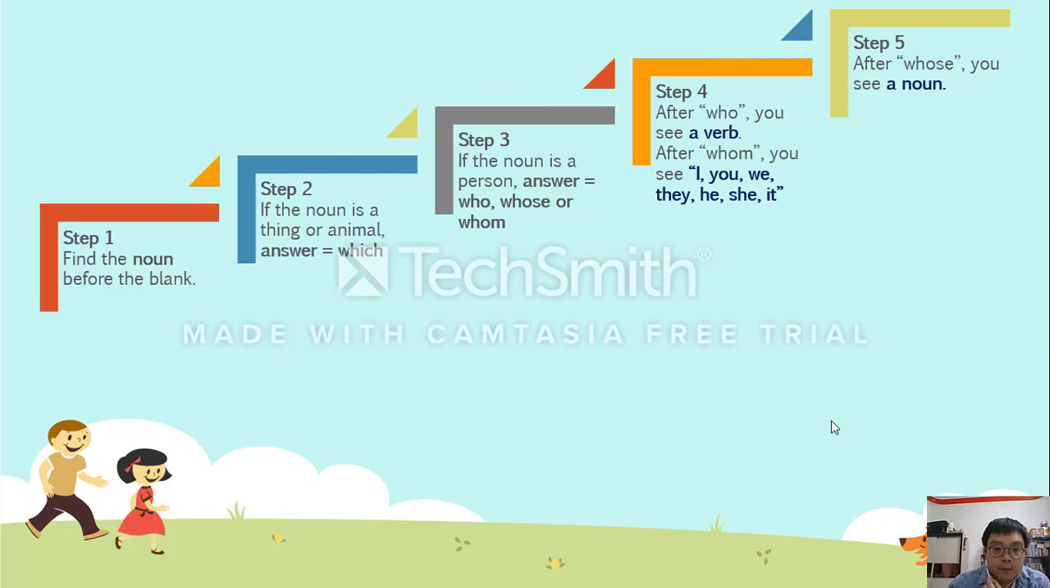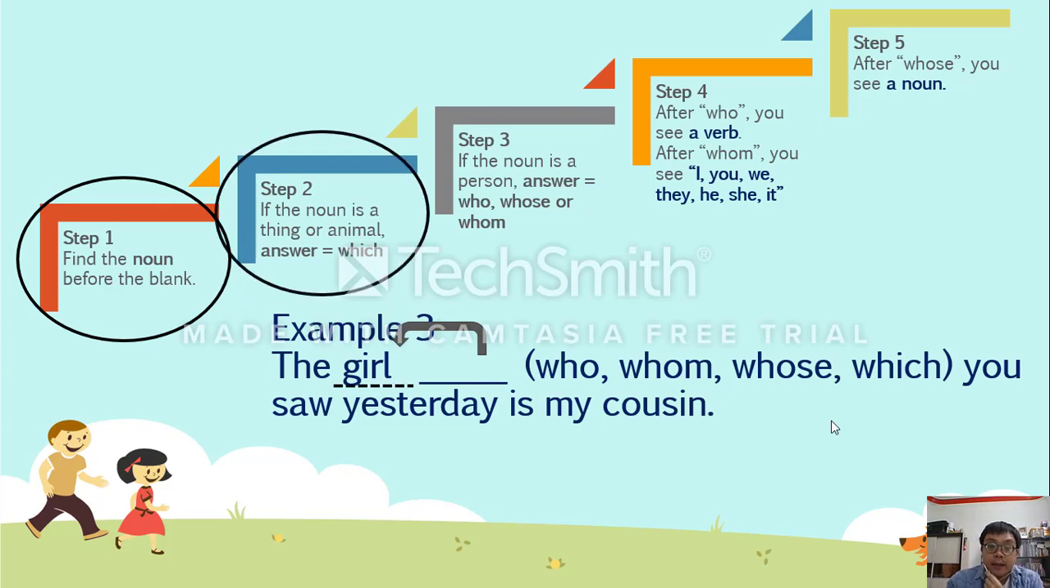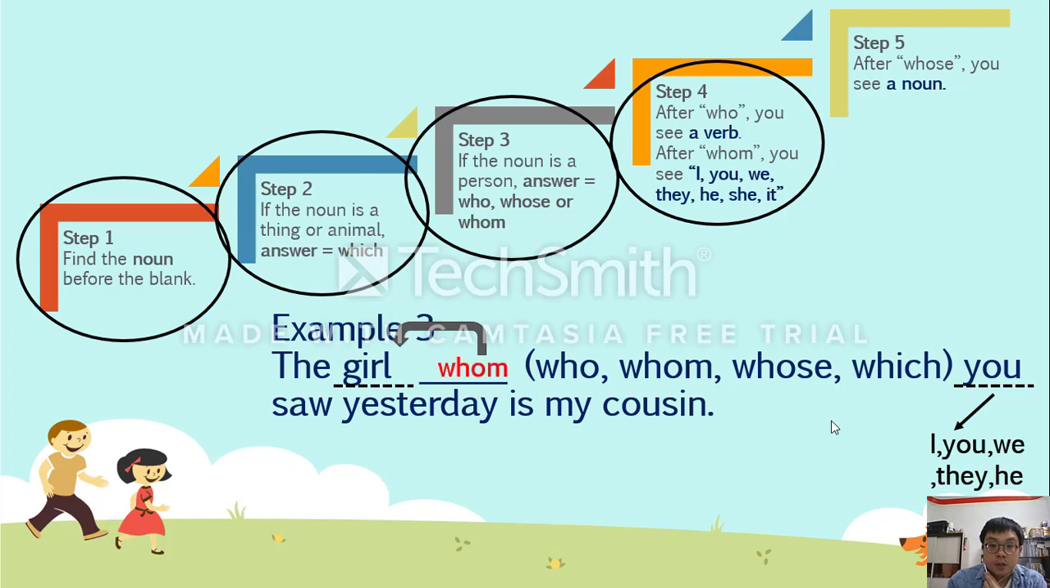Okay. Next example. The girl who, whom, whose, which you saw yesterday is my cousin. Same. I just find the noun before the blank first. The girl. Okay. Then the girl is not animal, right? It's a person. Then I have to choose who, whose, or whom. And then after who you see a verb, after whom you see I, you, we, they, he, she, it. Aha. Then you can see you here. So you is one of the words in these pronouns. So my answer should be whom.